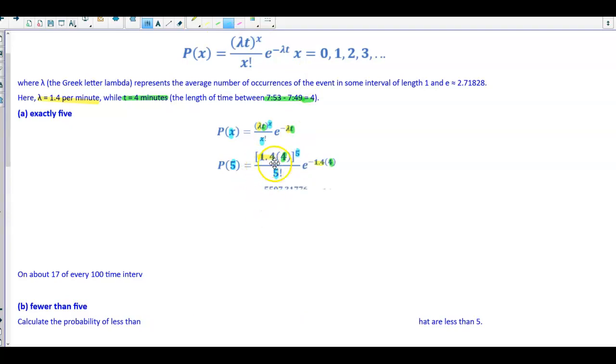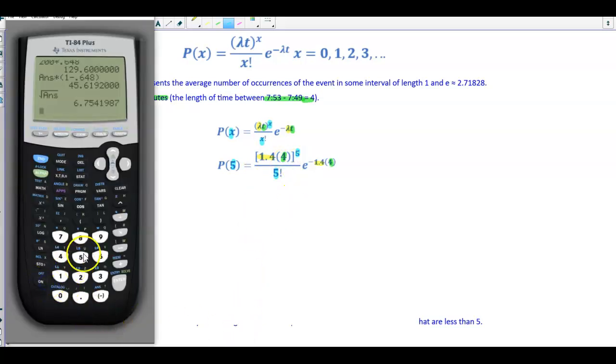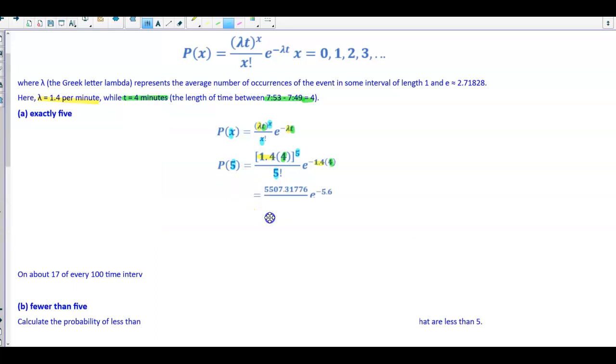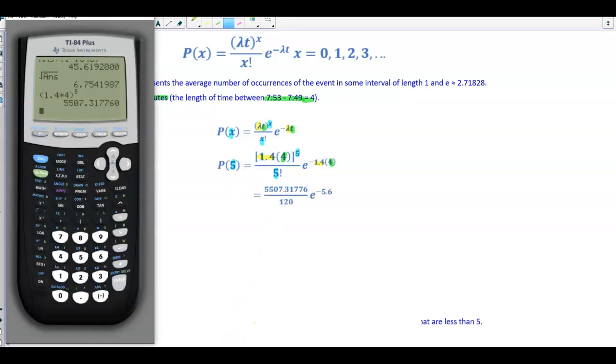If we take 1.4 and multiply it by 4 and raise it to the 5th power, let's go ahead and do that on a calculator. So we have parentheses 1.4 times 4, and then we're going to raise that to the power of 5. Then that gives us the following, and that's going to be our numerator. Then we know that 5 factorial, if we want to find 5 factorial, we're going to write down 5, go to math, scroll to the right where it says probability, and then go down to number 4 for the factorial symbol, and 5 factorial is 120.